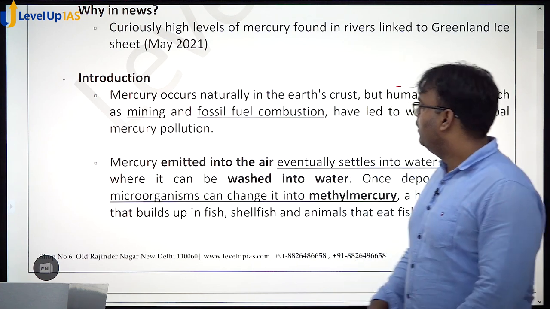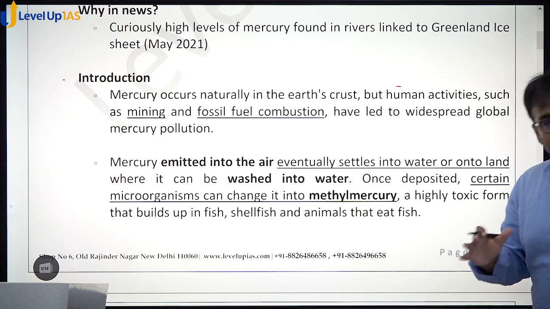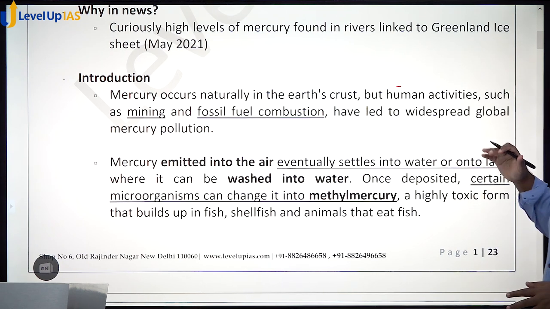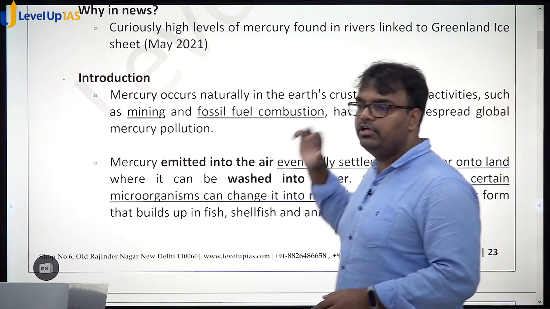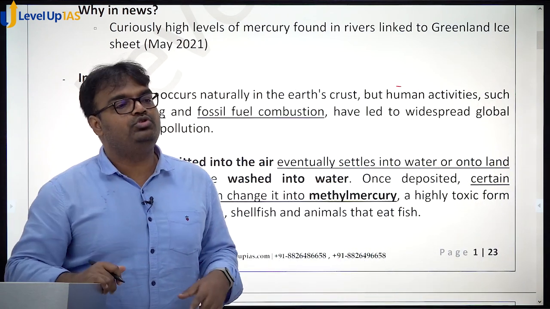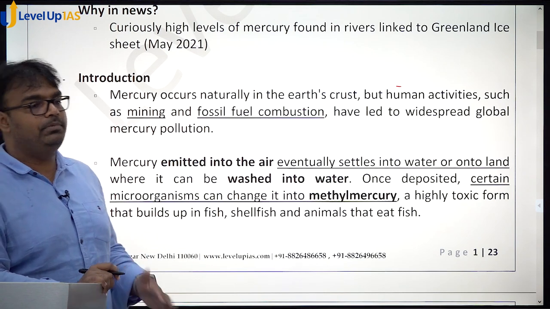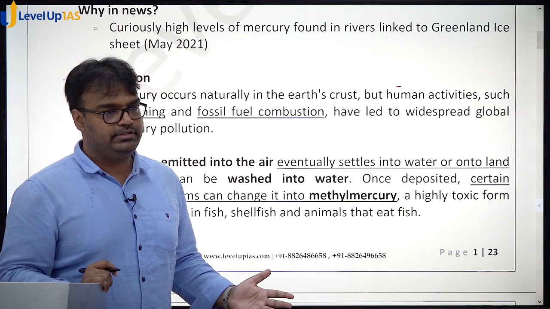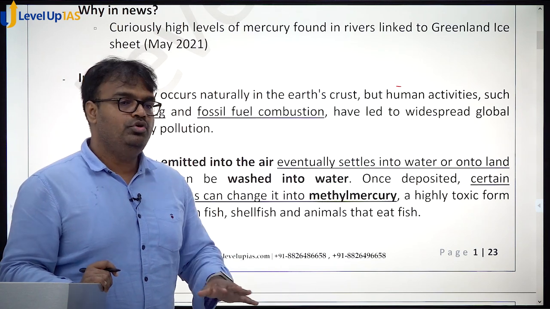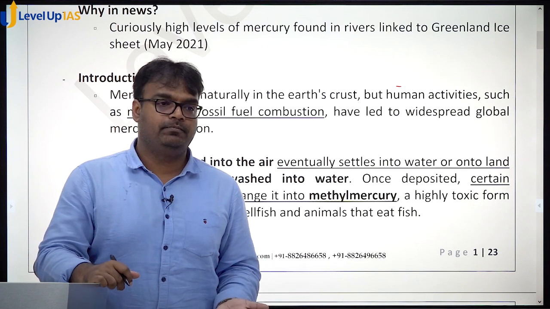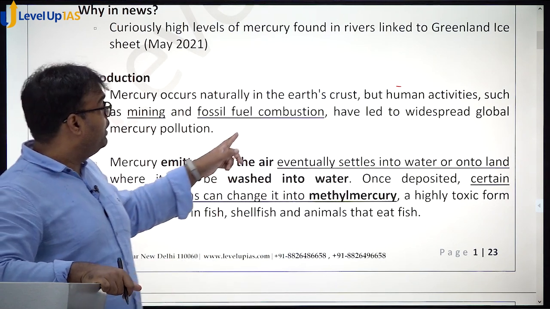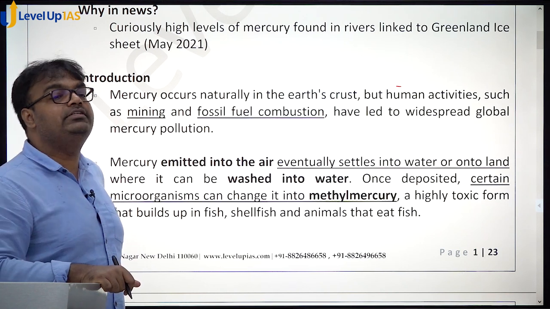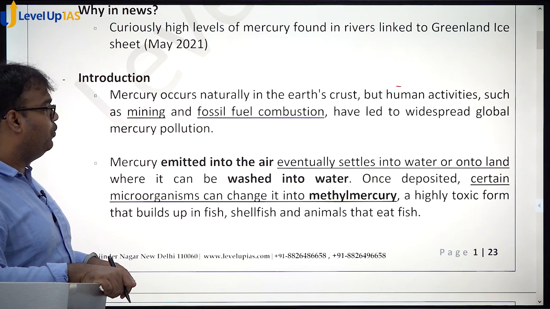Now, mercury is naturally available in Earth's crust, and other than being naturally available, it is also produced because of human activities. For example, since it's available in Earth's crust, when we do mining activities, it would be released. Mercury is also used in certain types of mining. We'll talk about that too. Then, burning of coal and fossil fuel, especially, is the biggest source of mercury pollution for now.